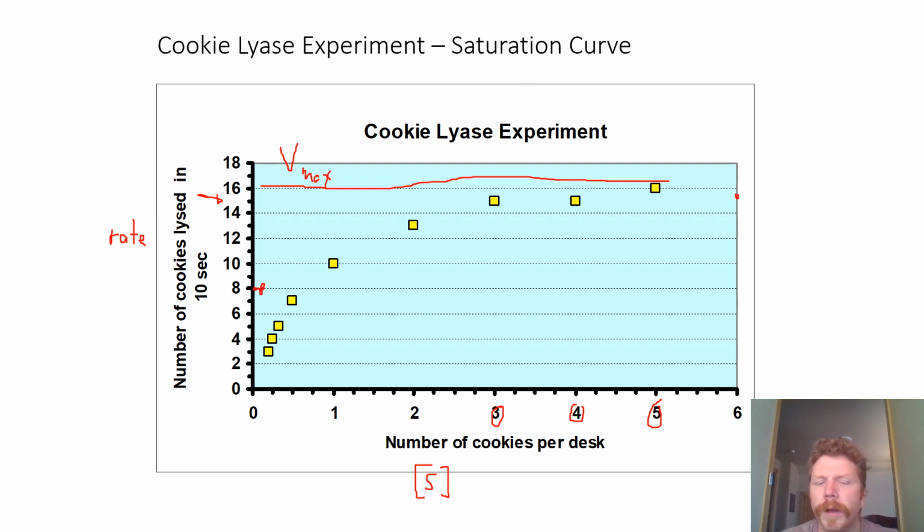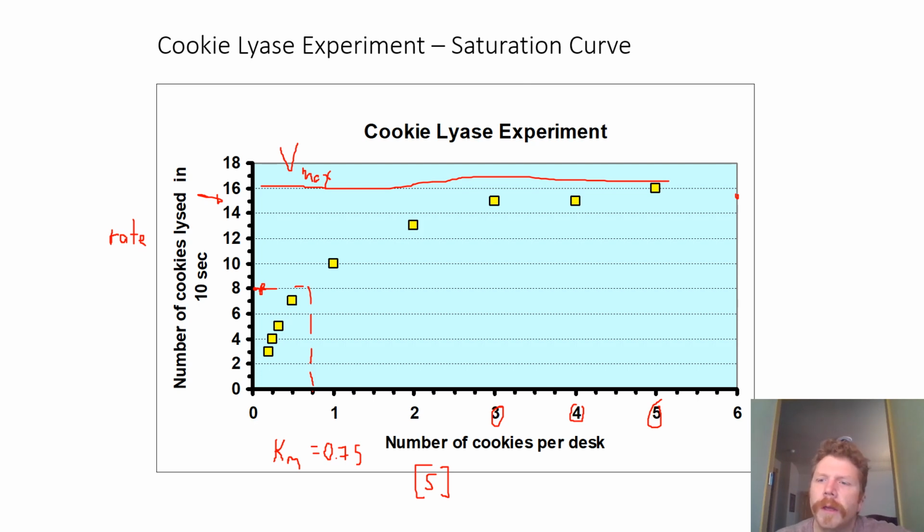Now with right around 8, where does that correlate with our x-axis? Looking at our x-axis, we're looking at something right around here. So I would put your Km at approximately 0.75 Oreos per desk. So a Km is a concentration where you're going to get half of your maximum velocity, and that's one way that you can depict this information.